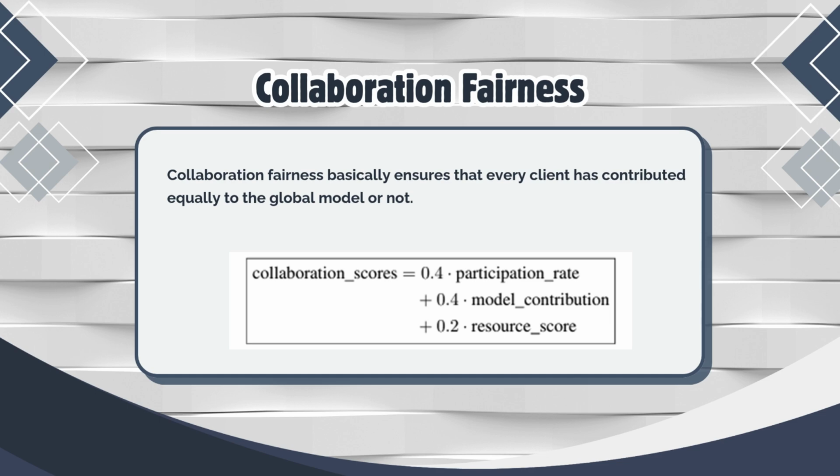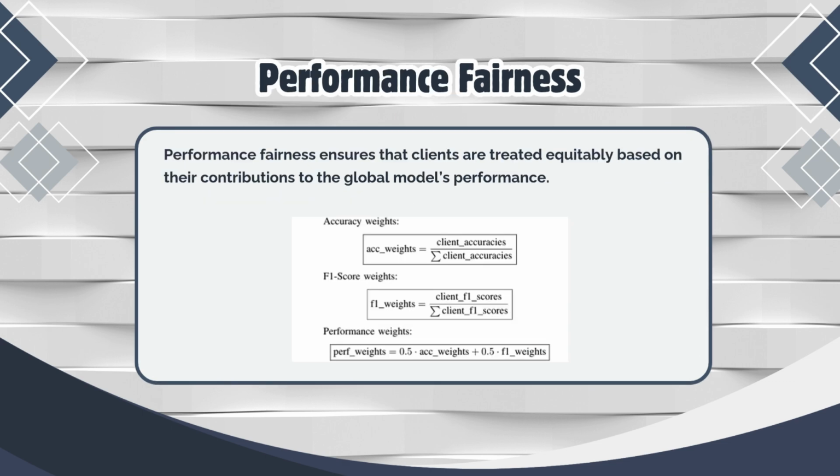So we have divided it into 0.4 into participation rate plus 0.4 into model contribution plus 0.2 into resource score. Now, performance fairness here basically means how each client performs in the local model and how their contributions are to the global model's performance. This is done using accuracy weights, F1 score weights, and performance weights. All these three combined, we make a weighted aggregated strategy.